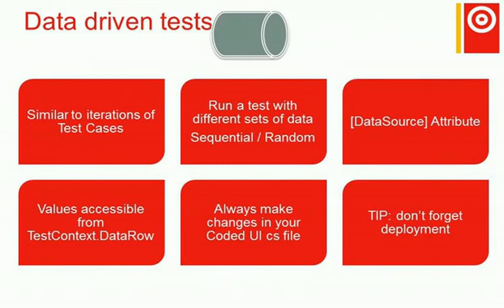There are various options you have. You can do a sequential read of your data source, or you can pick a random sequence, which is quite useful, because sometimes if you use the same sequence of your data, it can actually hide a bug. But if you randomize the order of your data, you can shake out those bugs which may be hidden.